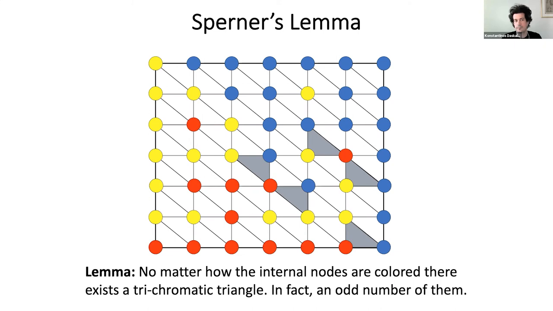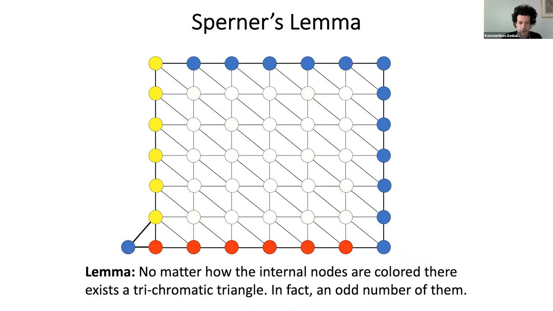Now, the way you prove the theorem reveals the topological nature of the problem at hand. And here's the proof. What you do is you create an artificial triangle outside of the square, and you color this vertex blue. So you created an artificial trichromatic triangle. That's a fake one, okay? But you can always create it because no matter what you color the internal vertices with, the boundary is this coloring. So by creating this triangle, you always create your artificial trichromatic triangle there.